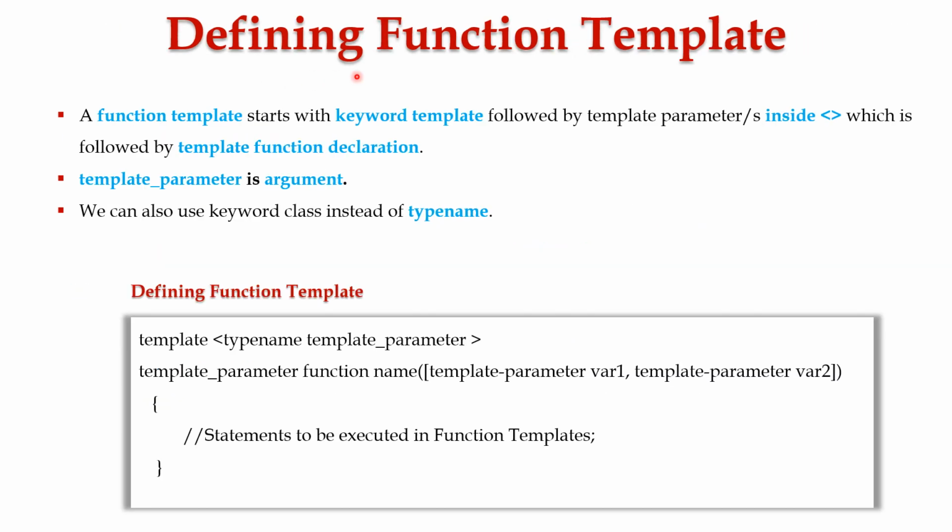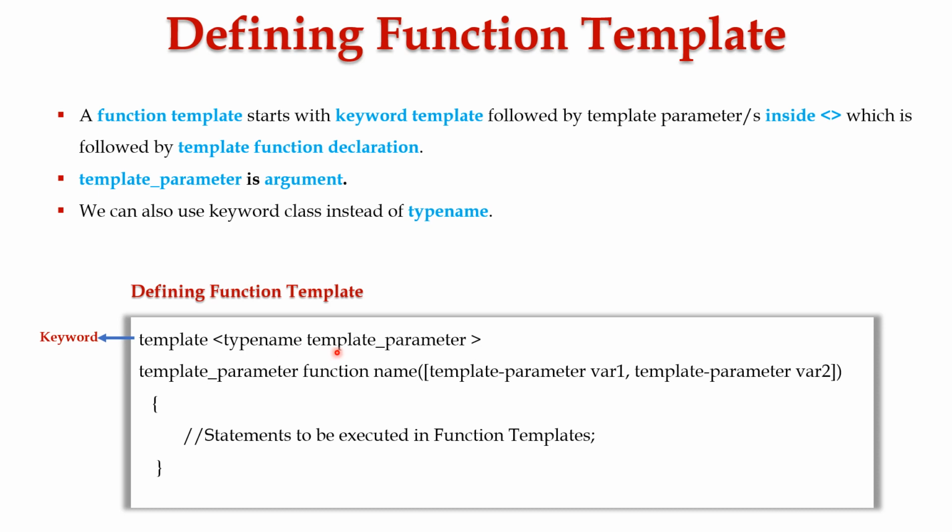Now let's learn about defining the function template. The syntax is, first comes template, which is nothing but the keyword, followed by angular brackets. Within the angular brackets, we have to give the type name. Type name is also a keyword. It is used to declare the type of the parameter inside the template. We can use the keyword class instead of type name also. It results in the same.